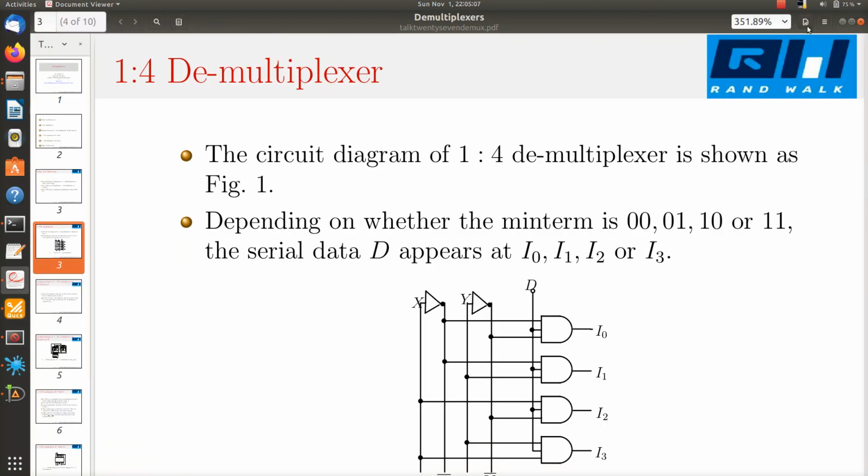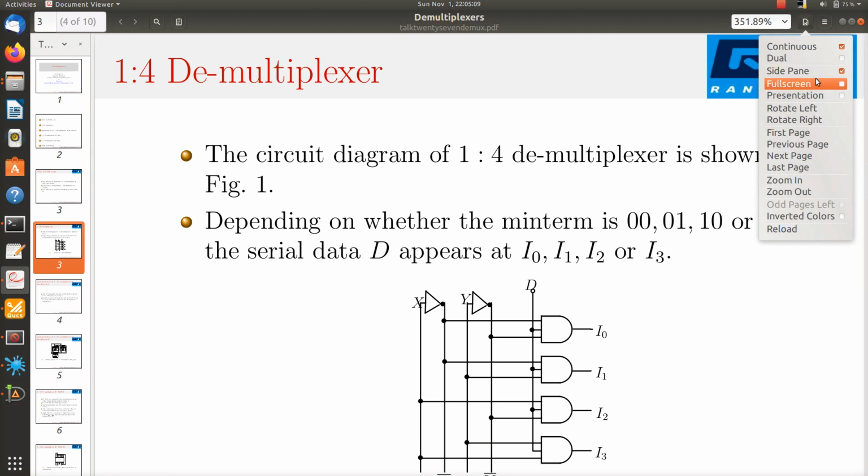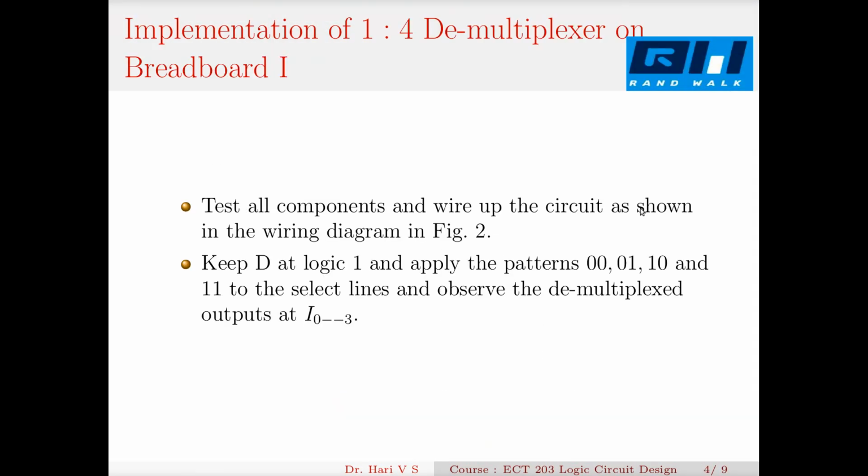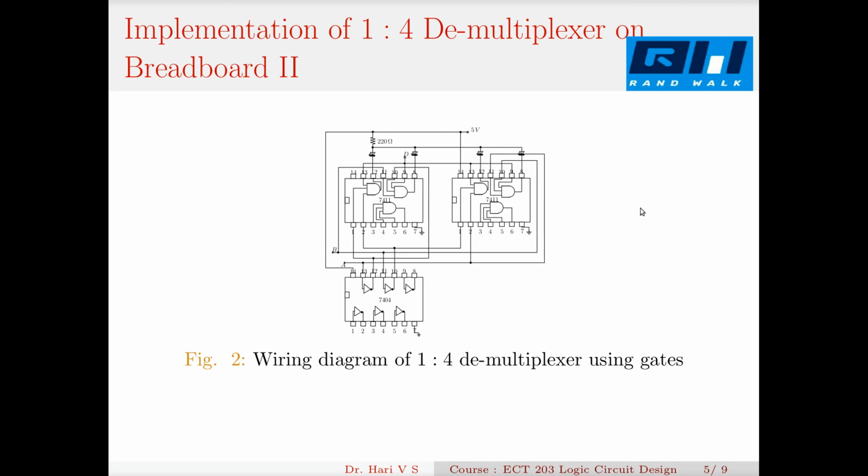So let me go back to my presentation. So this is how I can use the AND gate IC 7411. It's a 3 input AND gate IC. So you can use these ICs to wire up my circuit.